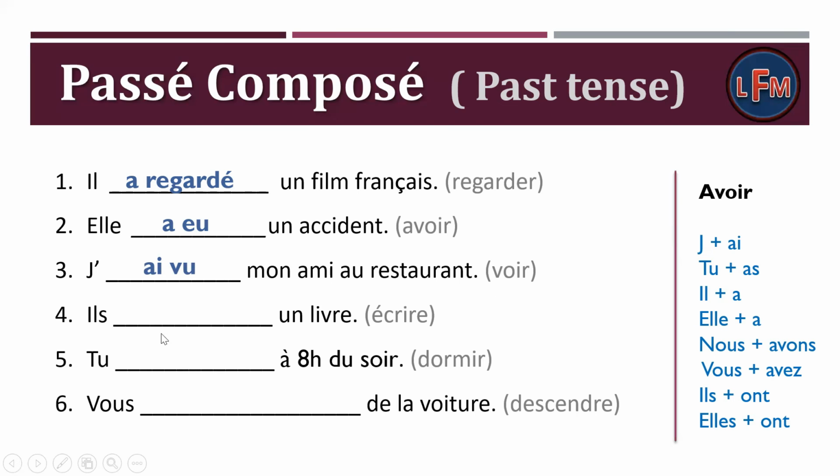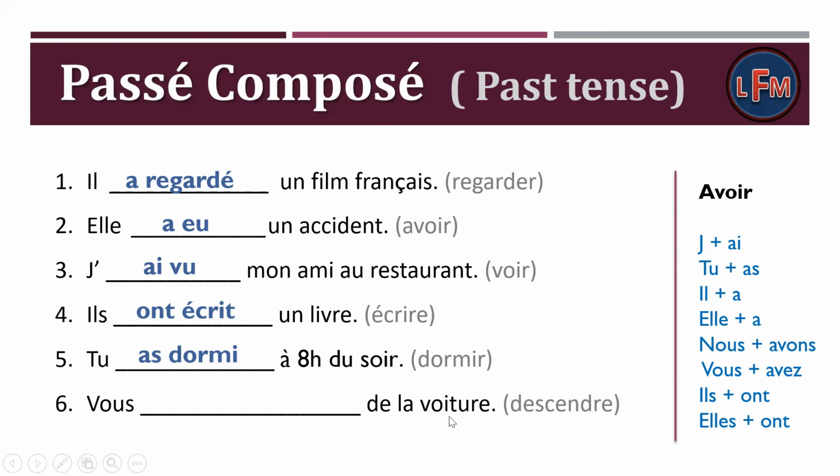Then, il dash un livre. The verb is écrire. Participe passé of the écrire verb is écrit with T. And the avoir verb with ils is ont. So, ils ont écrit un livre. Then, tu dash à vingt heures du soir. First take the avoir verb with tu, which is as. And the participe passé of the dormir verb is dormi. Tu as dormi à vingt heures du soir.